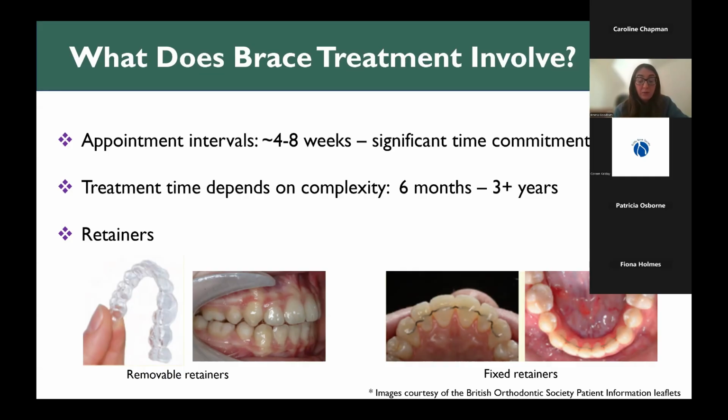The other thing that you may be offered is a fixed retainer, which is in the bottom right pictures. That is essentially a little metal wire that is glued to the back of the teeth. So when you're smiling, you can't see that you've got it on, but it's almost like a belt and braces approach. If you had lots of crowding beforehand or lots of gaps beforehand, your orthodontist might recommend that you have a fixed retainer as well as a removable retainer.